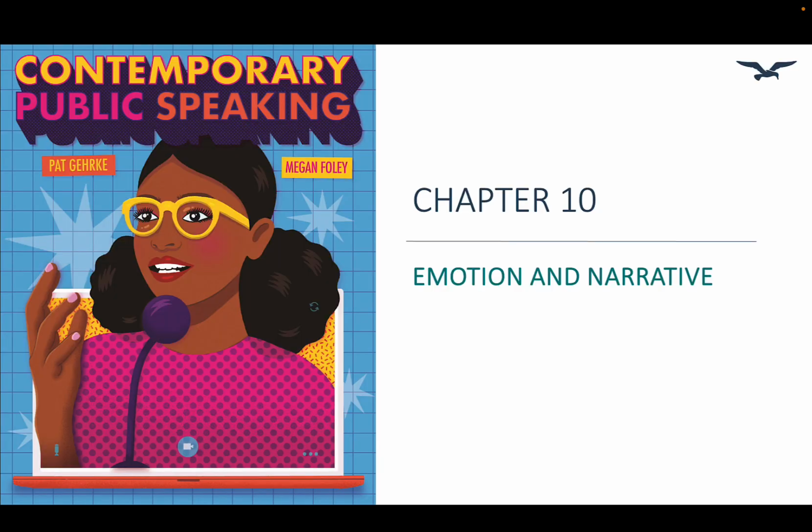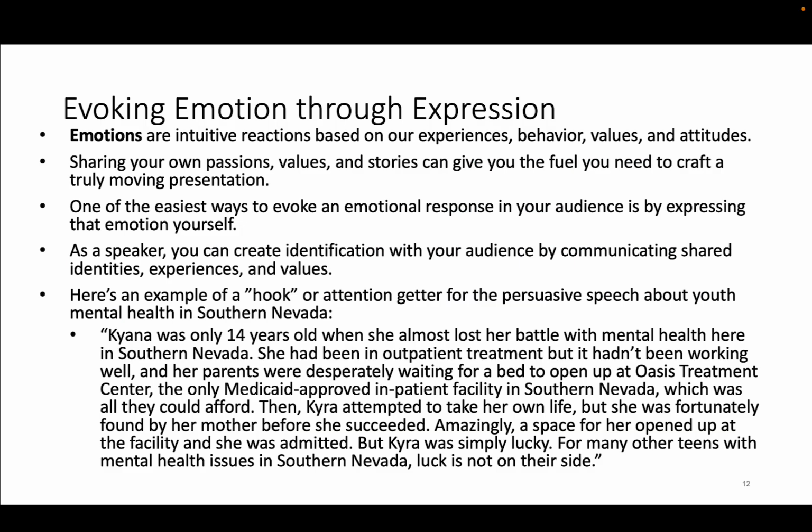Emotion and narrative. One of the most profound ways that we can be persuasive is through our emotions. Pathos, or emotional appeal, is one of the ways that Greek rhetorician Aristotle said people can be swayed to agree with you. It may be more persuasive than evidence and reasoning, which isn't necessarily a good thing, but it is an important thing. It's intuitive, it's based on our passions and our values, and if you use it correctly and ethically, you can craft a truly moving presentation.